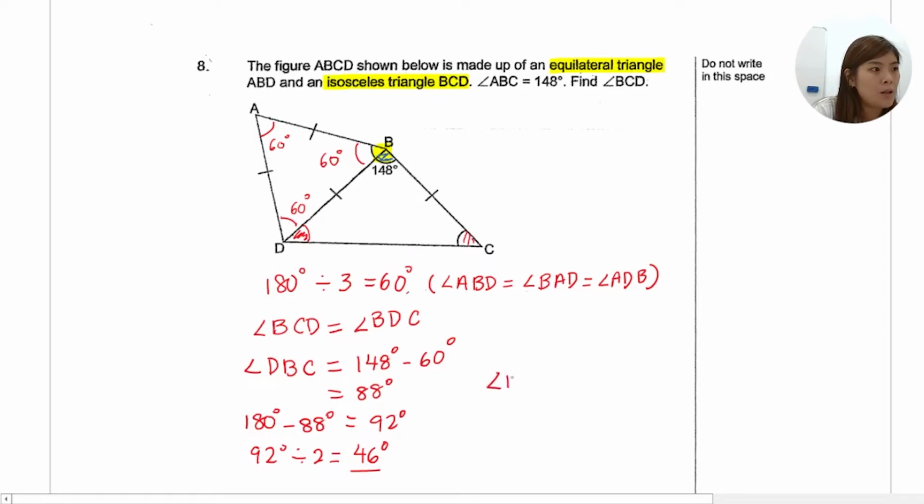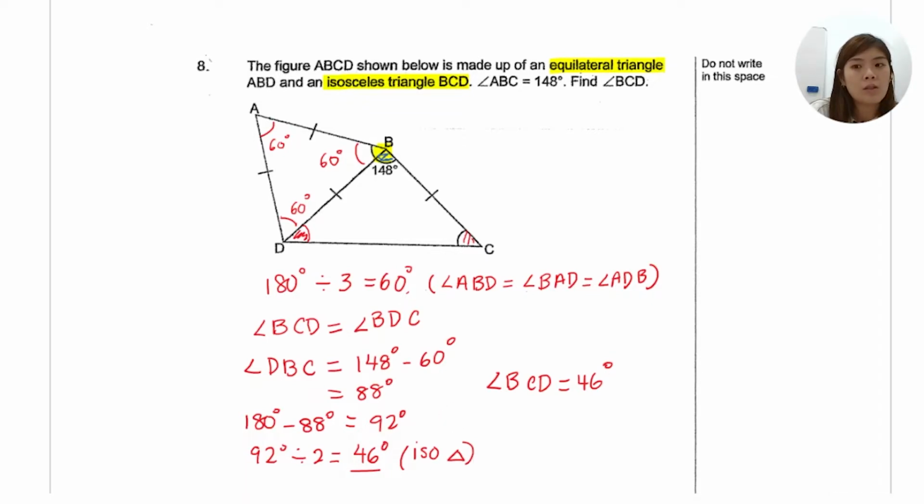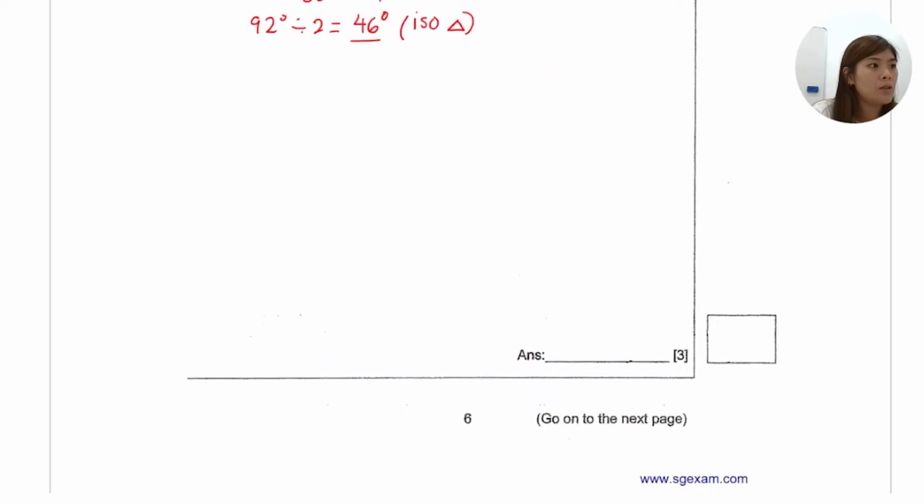So angle BCD will be equal to 46 degrees, because this one is an isosceles triangle. So here I'll write my answer as 46 degrees.